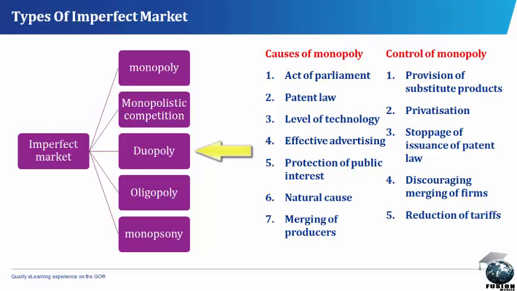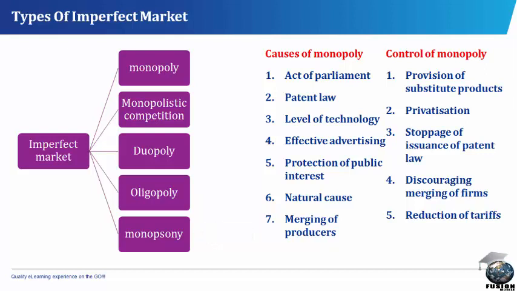Duopoly. This is a market situation where we have just 2 sellers. Oligopoly is an imperfect market situation that allows for few sellers only, while monopsony is a market structure that exists whenever there is one buyer for a product.